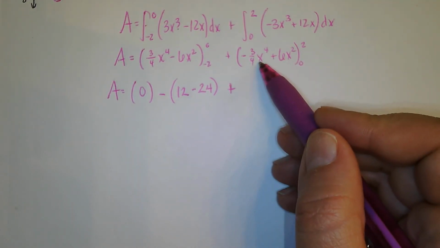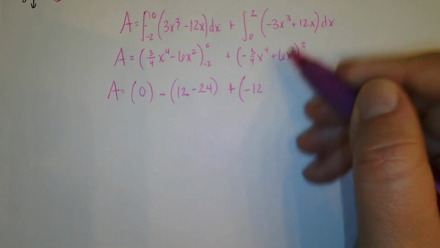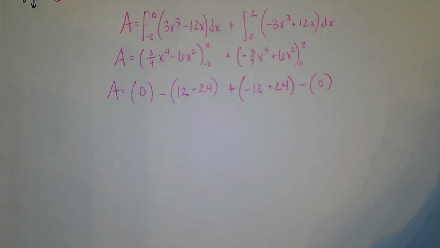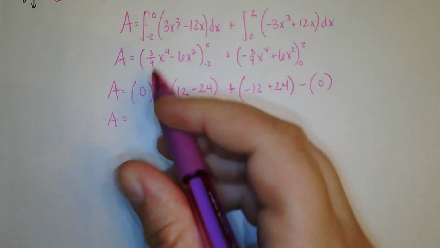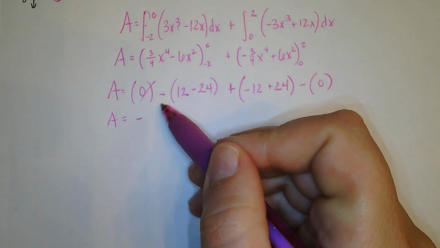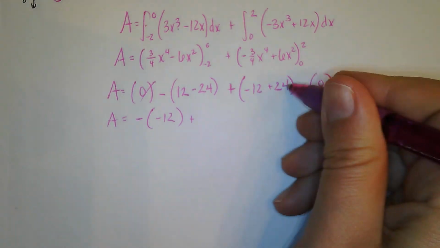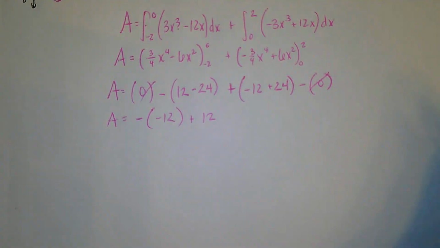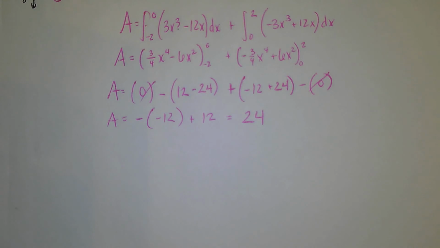Plus this one, I'm going to plug in 2. 2 to the 4th is 16 times -3/4 is -12. 2 squared is 4 times 6 is 24. Minus, plug in 0, and we get 0. All right, great. The 0 just goes away, minus 12 minus 24, so minus -12 plus 12, and the 0 just goes away again, and then of course the answer would be 24 in this case. So the area in between those two curves is 24.